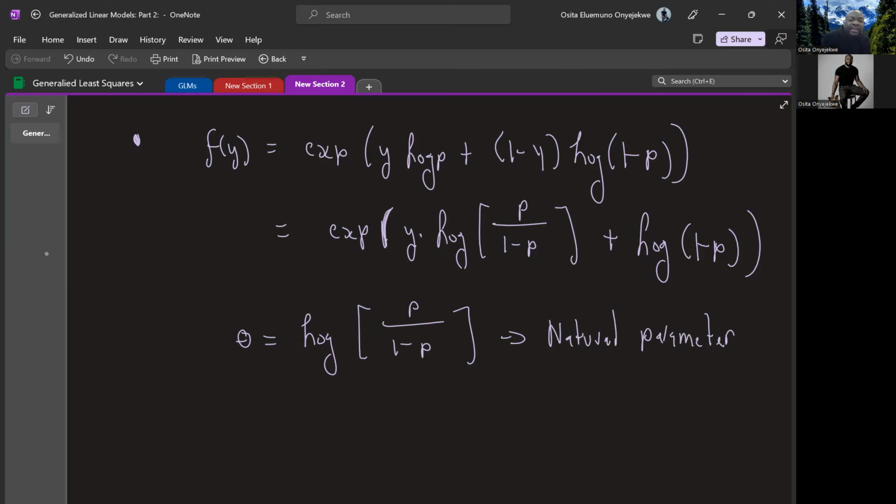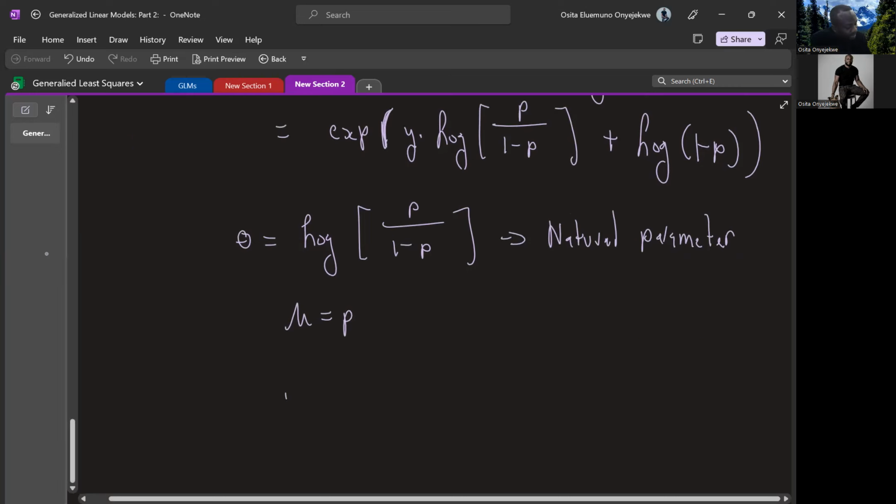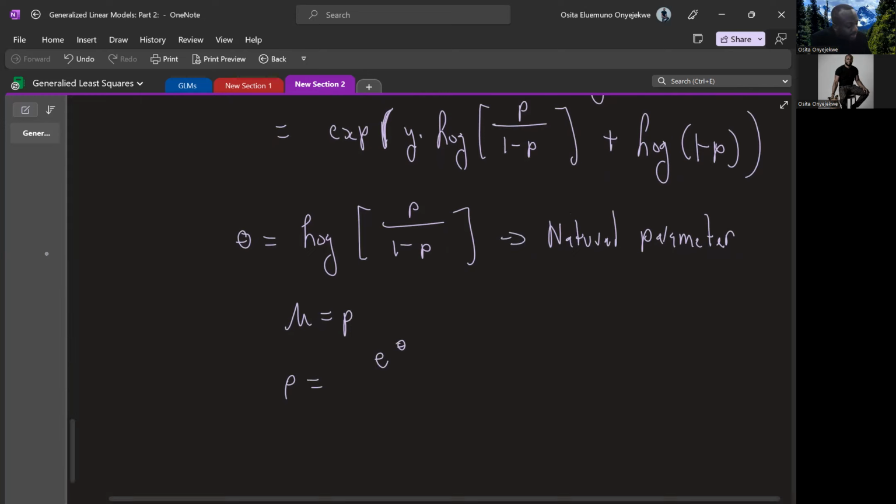So note that here, this means that mu is going to equal p. And using the inverse of the above relationship, we can directly write the mean p as a function of theta, as in p is going to equal e to the theta divided by 1 plus e to the theta.